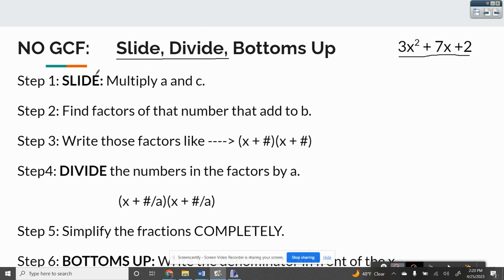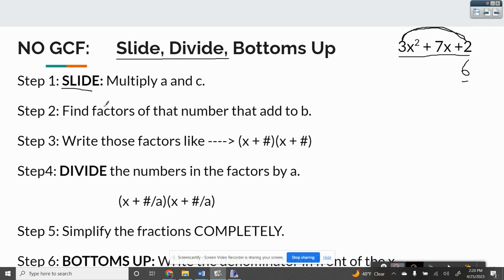All right. So the first thing we do is the slide part. And the slide part is sliding the first number to the last number. So what we would be doing by sliding, we would multiply 3 times 2. And what does 3 times 2 get us? 3 times 2 gets us the number 6. So typically before, we would find numbers that multiply to 2 and add to 7. Those don't exist. All right. So what I have to do is change that number 2. I'm not going to find numbers that multiply to 2. I now am instead going to find numbers that multiply to 3 times 2, which is 6.